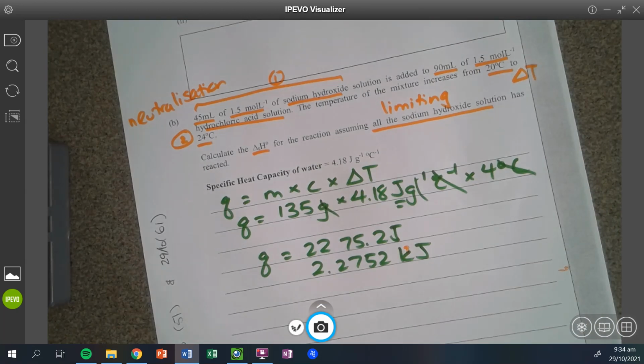Now, I am not rounding at this point. We want to round in any of our final answers. So keep it nice and long. Are you okay with how I got that first bit?